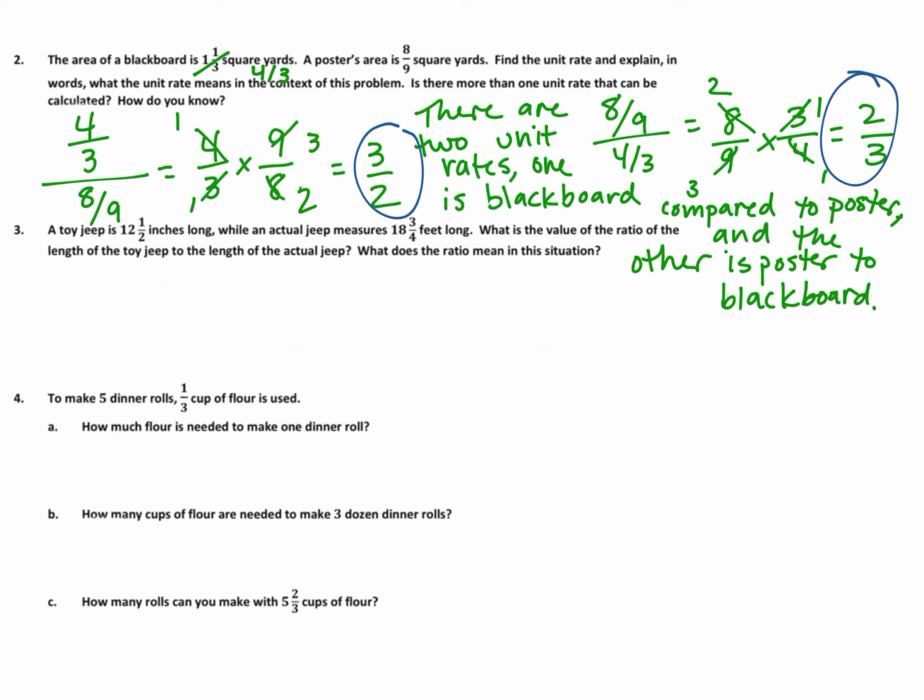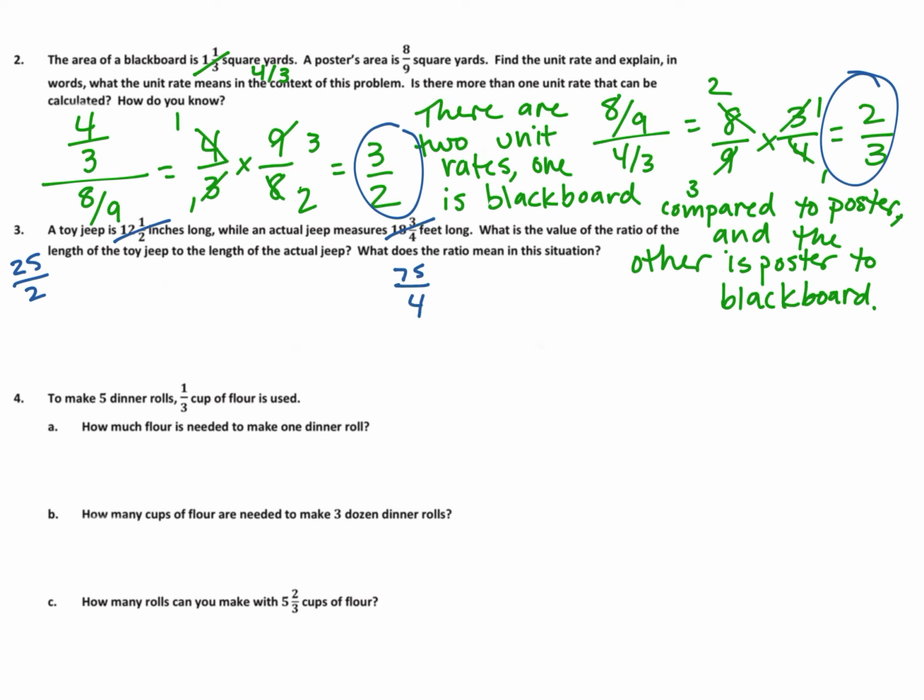3. A toy Jeep is 12.5 inches long. I would immediately start from there by converting it. 12 times 2 is 24, plus 1 more makes 25. While the actual Jeep measures 18 3/4 of a foot. Same thing. 18 times 4 is 72, plus 3 more makes 75.